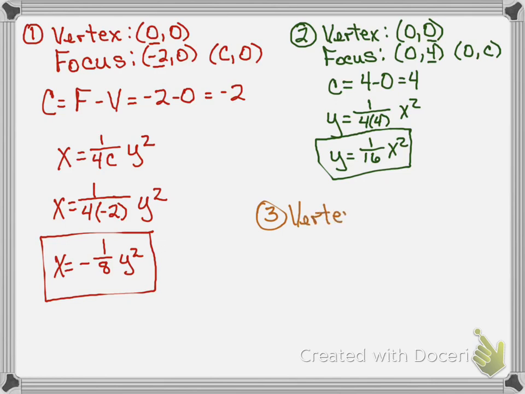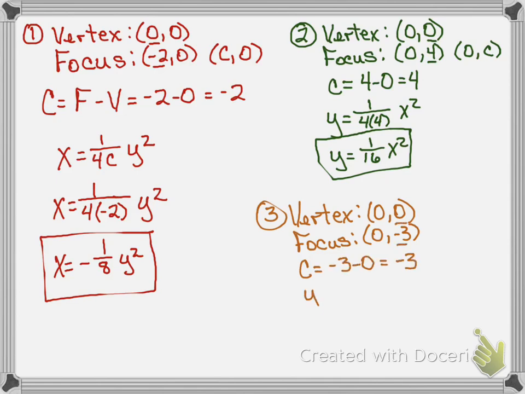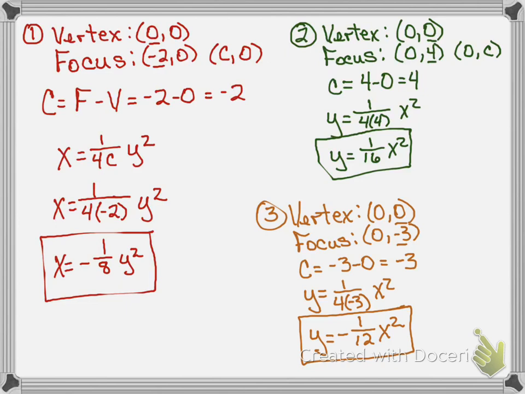Number 3, again, vertex at the origin. Focus is at 0, -3. That 0, -3 is 0, C. C is -3 minus 0, or -3. We see that change in the y's, so it's a y equals formula. 1/4 times -3 gives me -1/12 x squared. So y is -1/12 x squared.